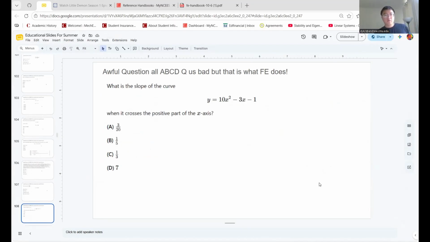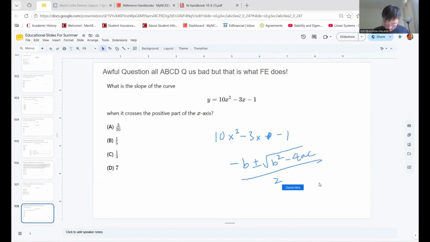What is the slope of the curve when it crosses the x-axis? Okay, so it's a derivative problem. So I would have done 10x squared minus 3x minus 1. Okay, so I need to get, now I'll just do the quadratic formula, negative b plus or minus the square root of b squared minus 4ac, divided by 2a because I'm lazy. I'm not going to do all the fancy stuff. So it's 3 plus or minus the square root of 9 minus 4ac. So negative minus 4 times 10 times negative 1, so plus 40, divided by 20.